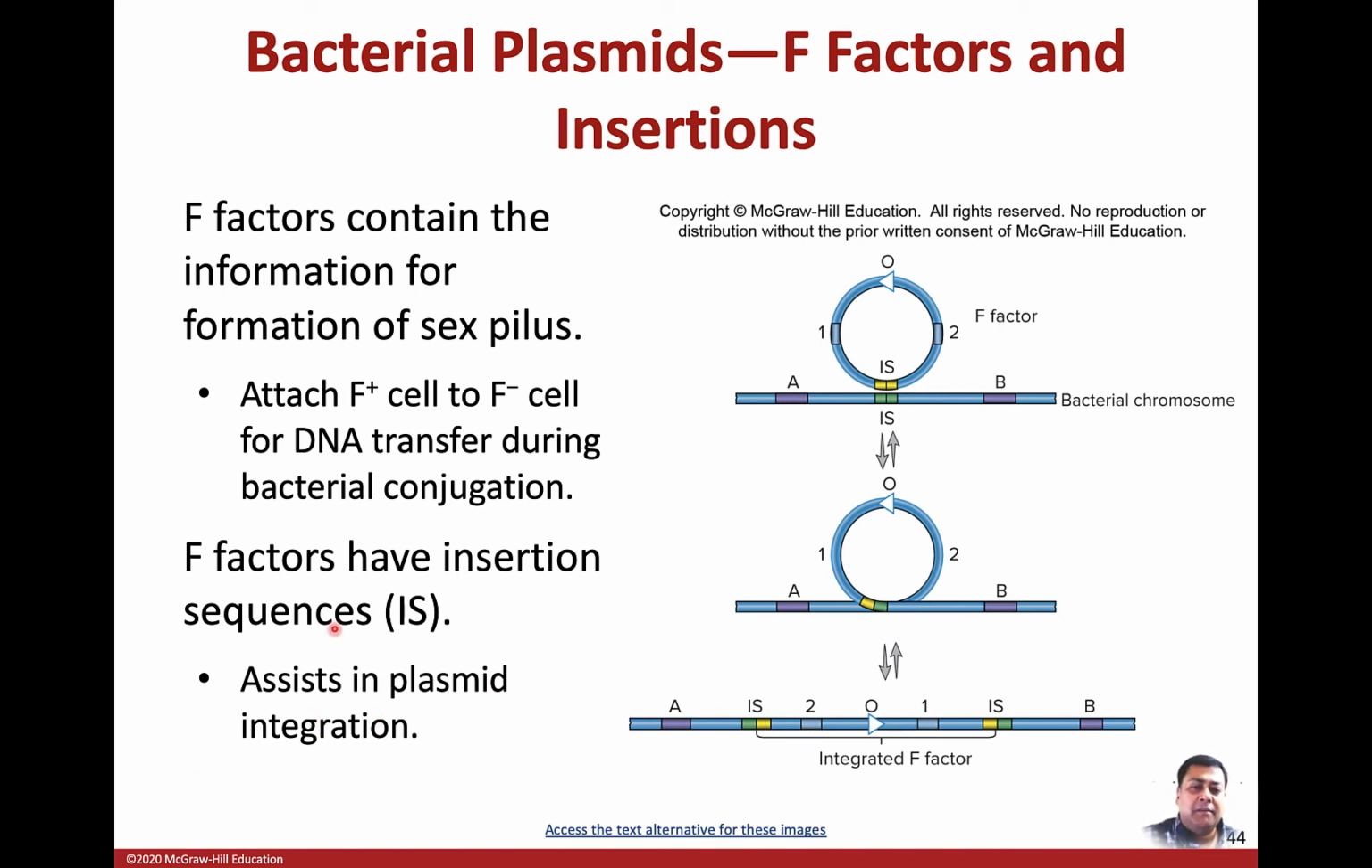So how does the integration of the plasmid happen? This insertion sequence is present in the plasmid as well as in the bacterial chromosome. This is the bacterial chromosome, and again, this will be a much larger circle, not linear. At the insertion sequence, recombination can take place, and this plasmid will be integrated into the chromosome. If this happens, we call this an integrated F factor, and this can be copied and transferred to another bacterium.